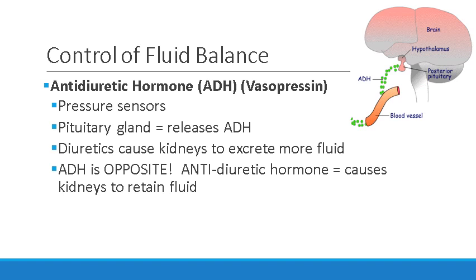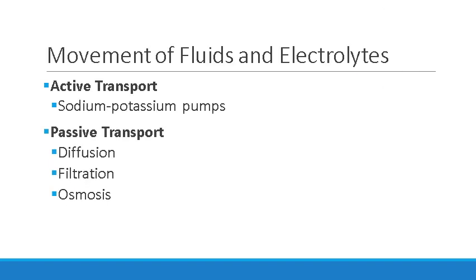When someone is experiencing hypertension, would more or less ADH be released by the pituitary gland? So in this case, there'll be less ADH released, and that will allow the kidneys to eliminate more water. Okay, less ADH means less hormone telling the body to hold on to water, so therefore it will excrete that water through the kidneys. So just take your time on this slide and go step by step.